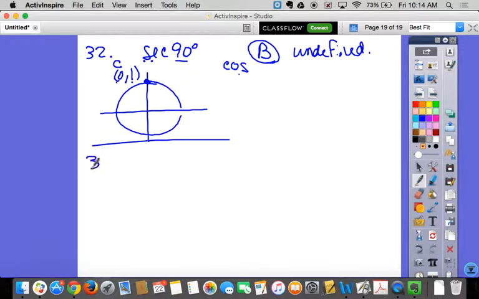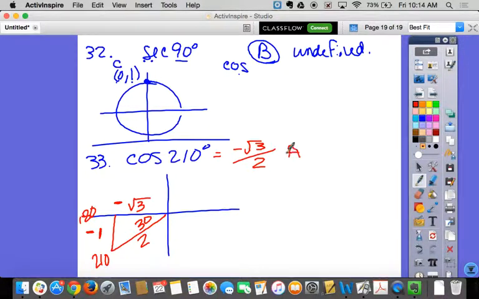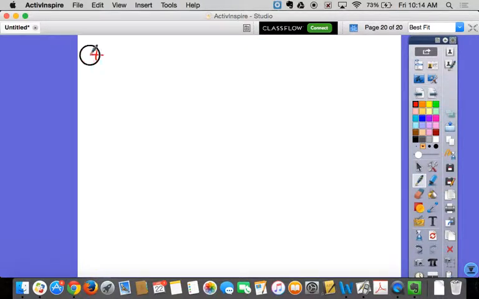Alright, then we go on to 33, cosine 210. So it's a normal one. Dropping down here, 210, 180, and until you get familiar, you may have to use your calculator, but that's just 30 degrees. Label your sides, and that's going to be 2. Put your signs in. Remember, if it's left or down, put your signs in. Cosine is adjacent over hypotenuse. So it'll be A.